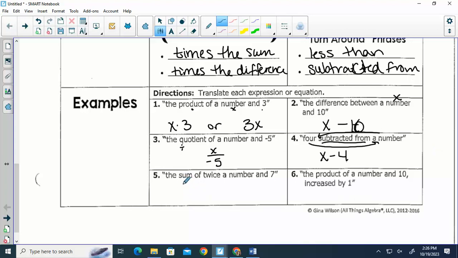The sum, what does sum mean? Twice a number, 2x, minus 2. And we want to add 7. Could you put the 2x in parentheses? Yes. Do you have to? No. Order of operations tells me we multiply before we add anyway. So either way is fine.